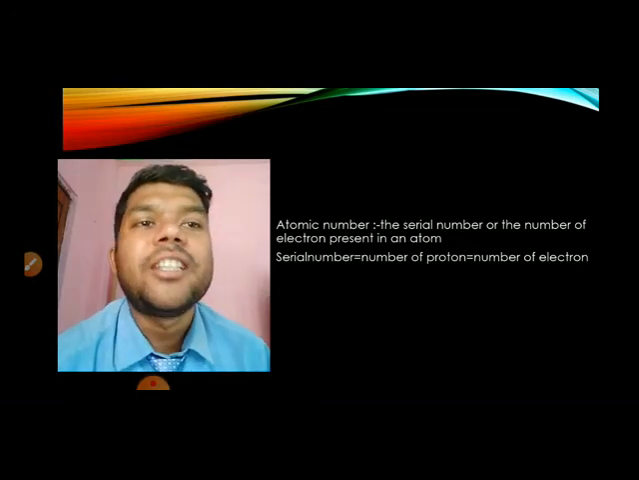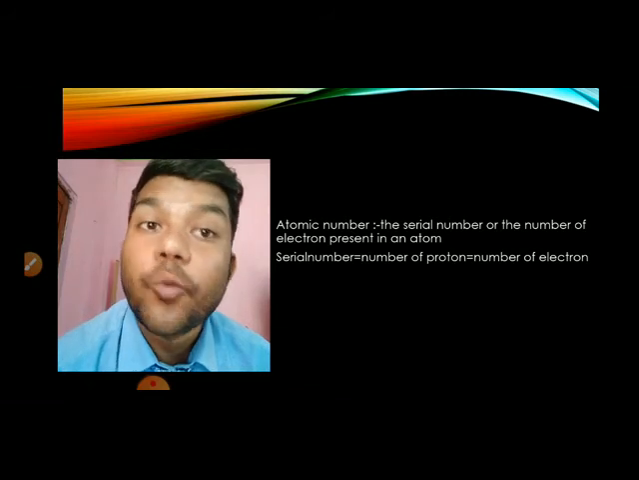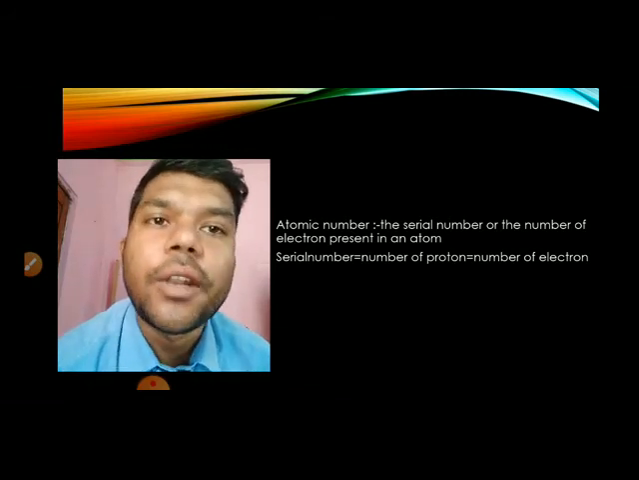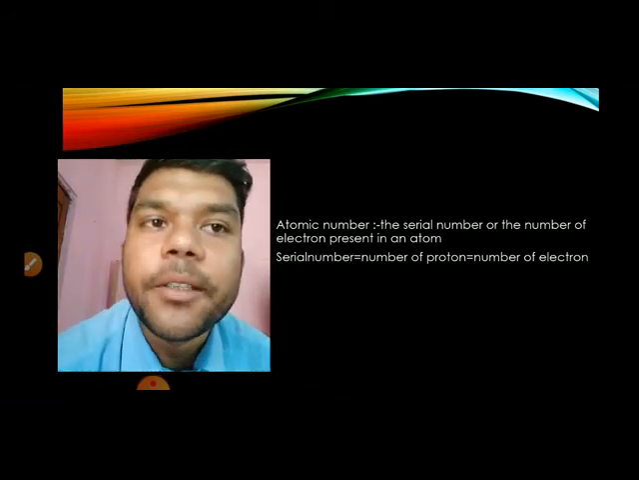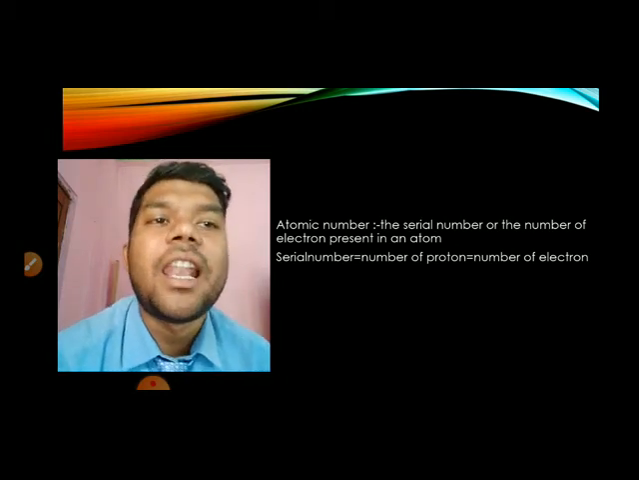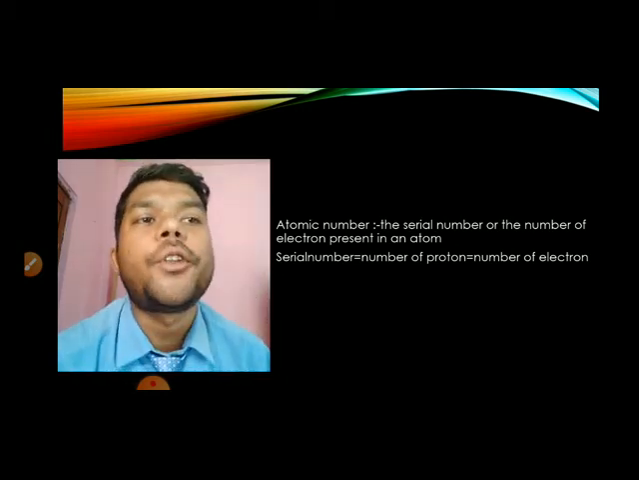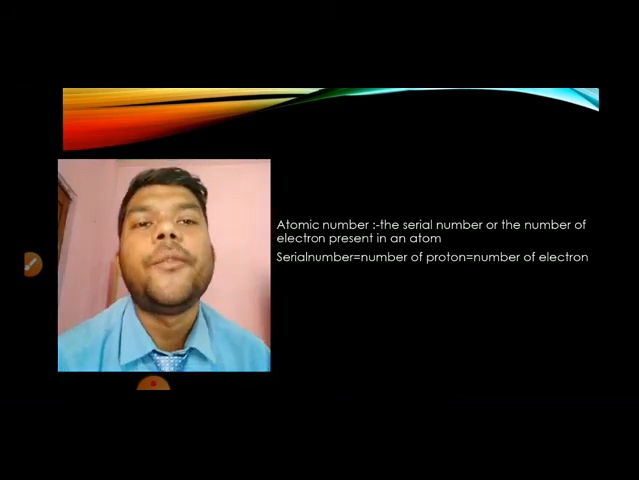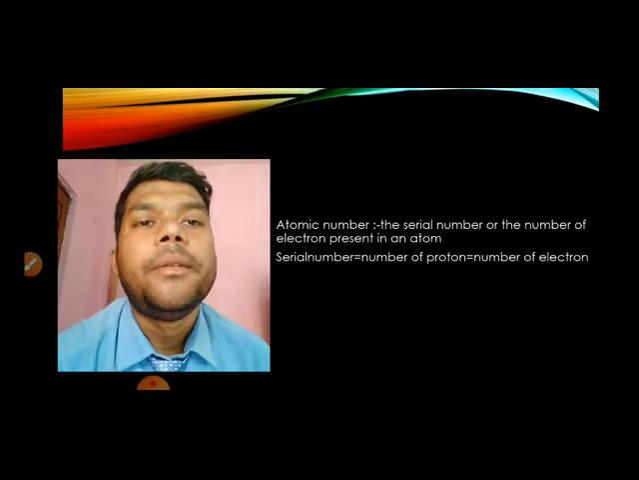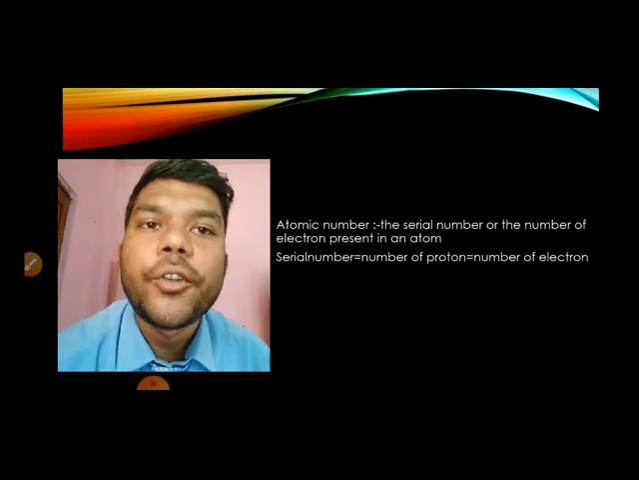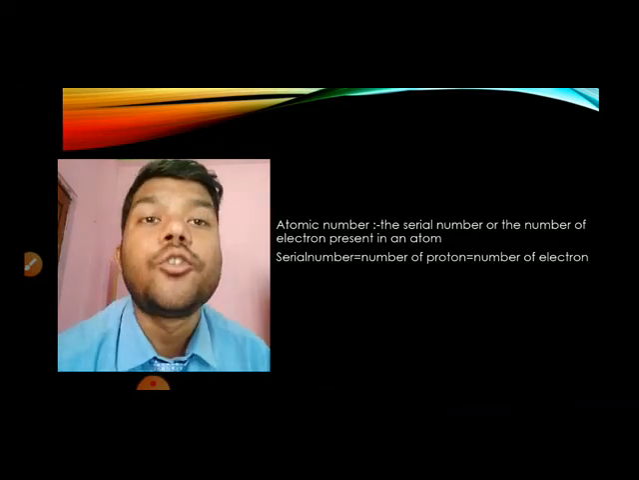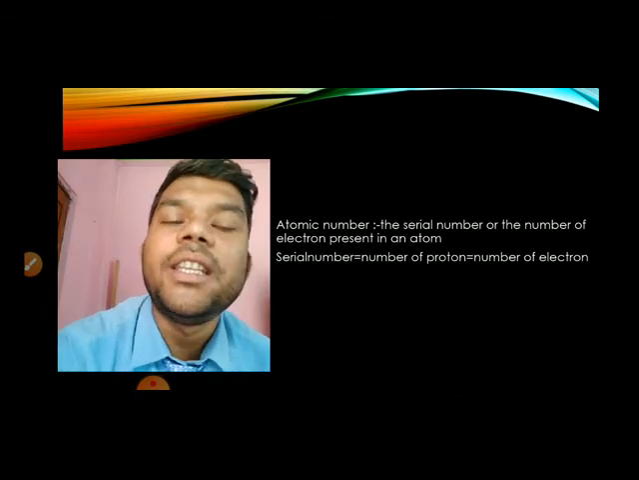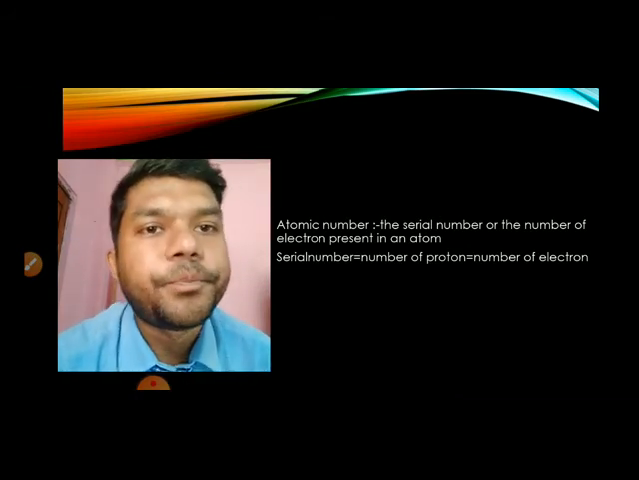And that is the number of electrons. Hydrogen has 1 electron, helium has 2 electrons, and so on for every element. So we can say serial number is equal to the number of protons is equal to the number of electrons. In this way, it will help you to memorize the number of protons, number of electrons, atomic number, but you should learn those 20 elements serially.